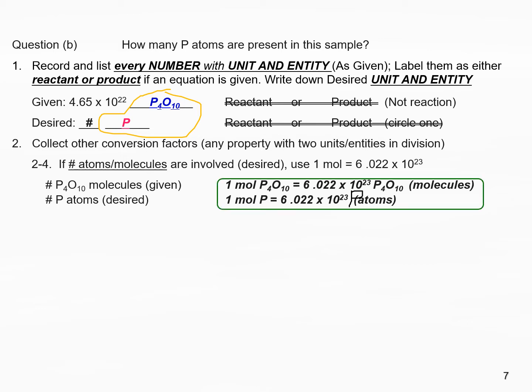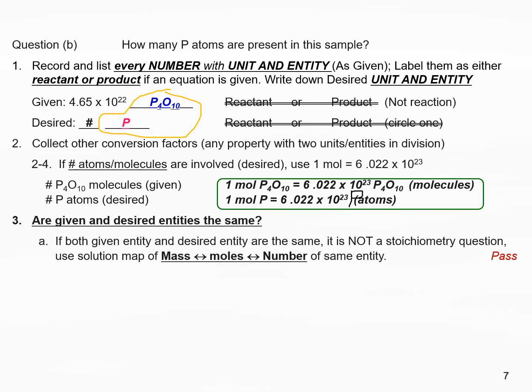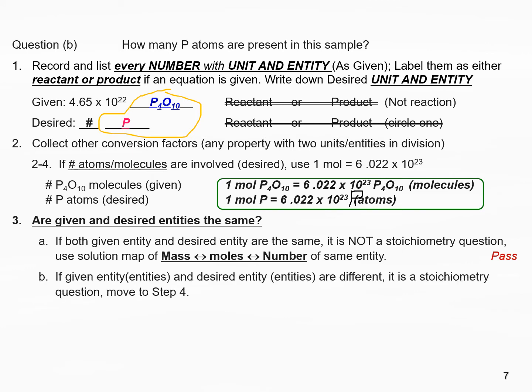From this step, we collect 2 conversion factors. Although they have the same number, 6.022 times 10 to the 23rd, as you can see, we have 2 different substances, so each substance has its own conversion factor. Again, question 3: are the given and desired entities the same? Of course not, because one is P4O10, the other is phosphorus atoms. So we realize it is a stoichiometric question.